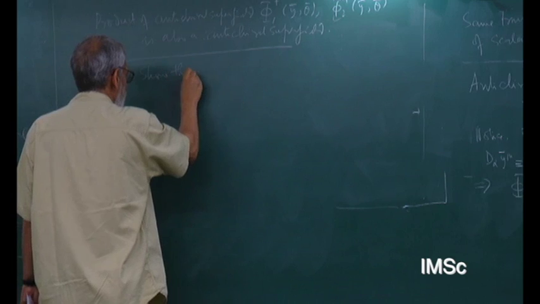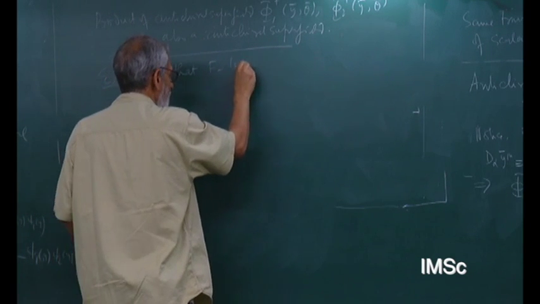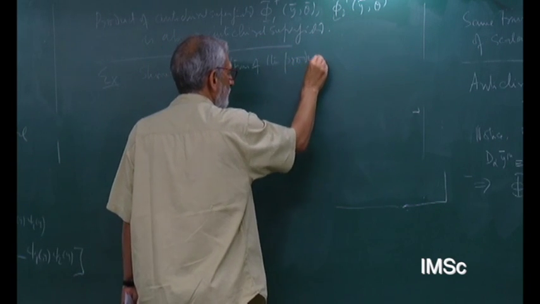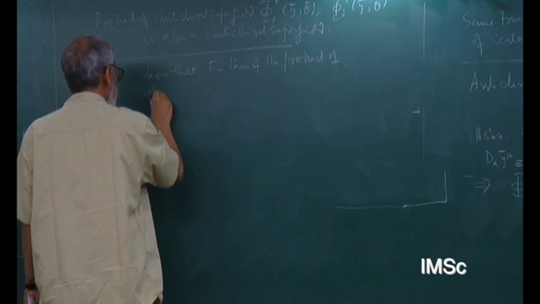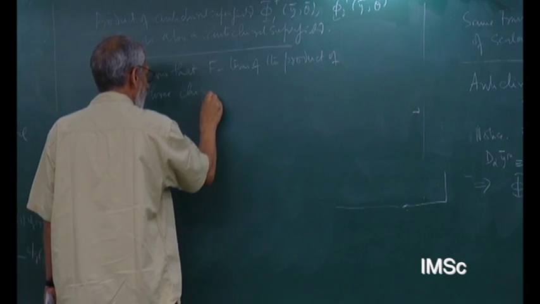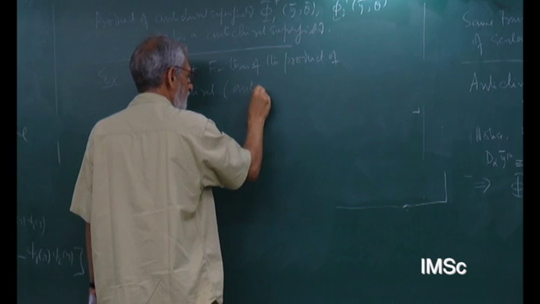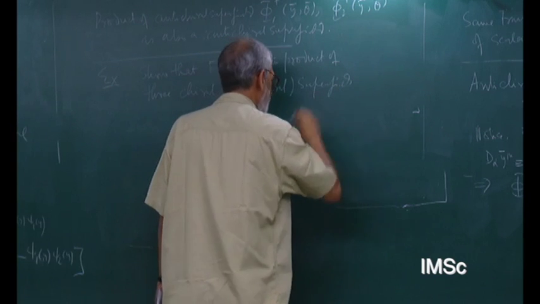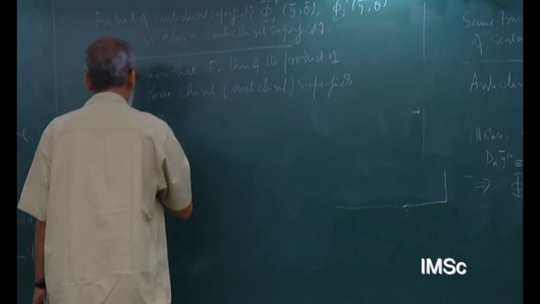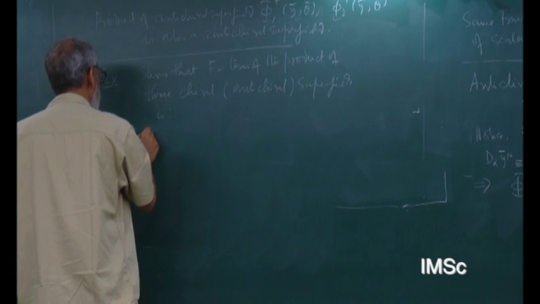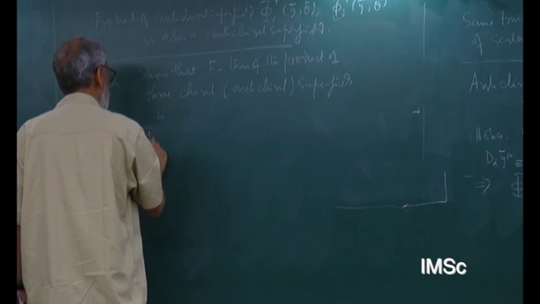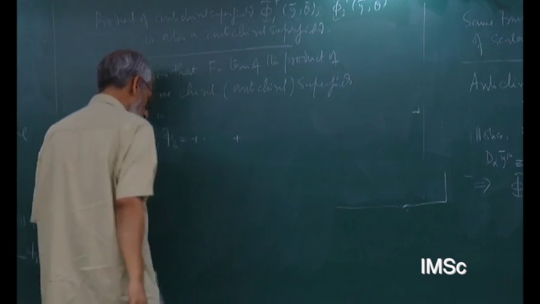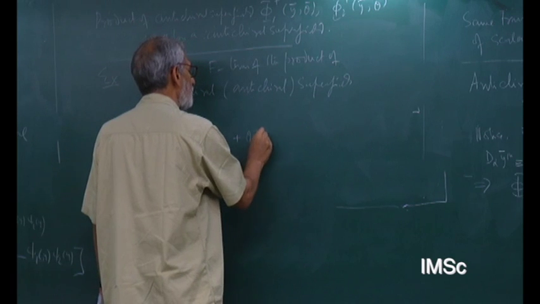Show that the F term of the product of three chiral or anti-chiral superfields is... So you take a chiral superfield phi 1, take another chiral superfield phi 2, and a third one phi 3. It will have all terms, but write down the F term. F term is the theta theta term.